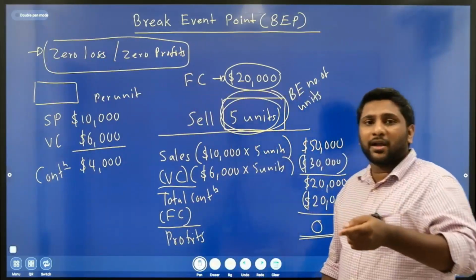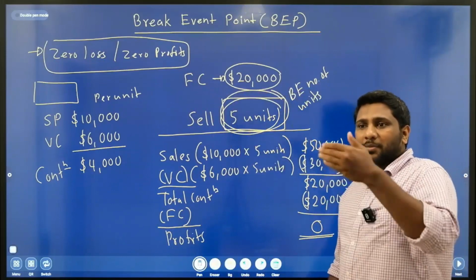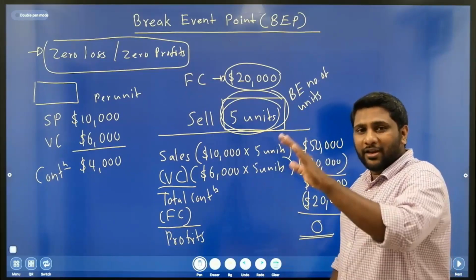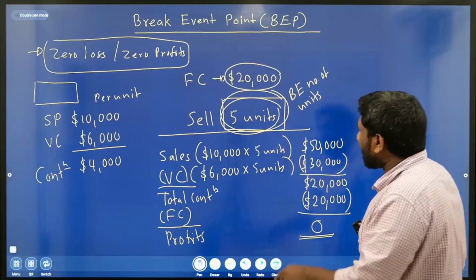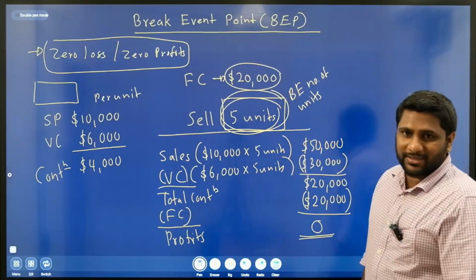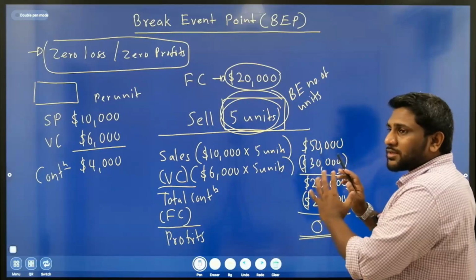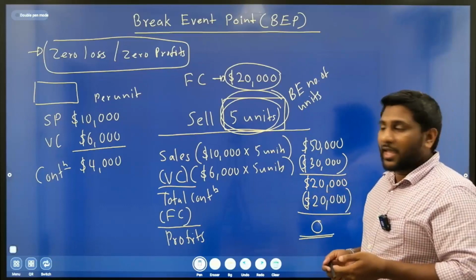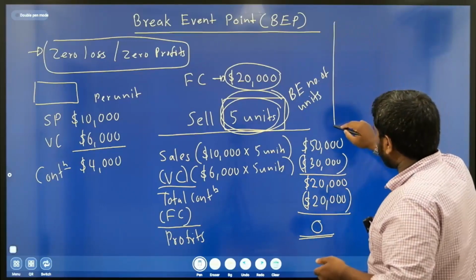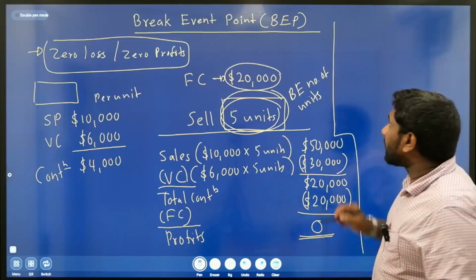Now we can keep a target. Okay, before making profits, I should stop making losses. So in order to stop making losses, minimum how many units should I sell? 5 units. Now based on this logical explanation, we'll construct a formula to calculate the break-even number of units. So now let's construct the formula.